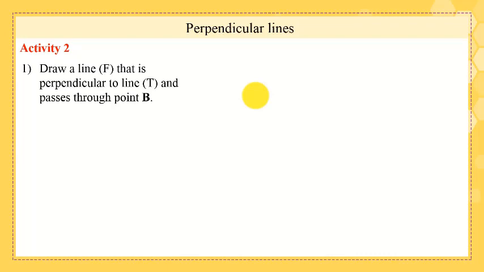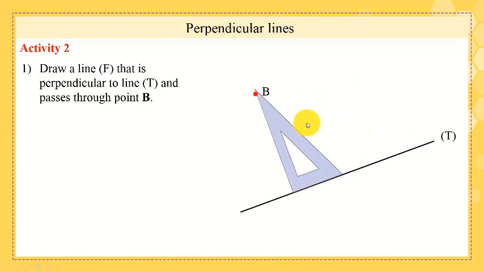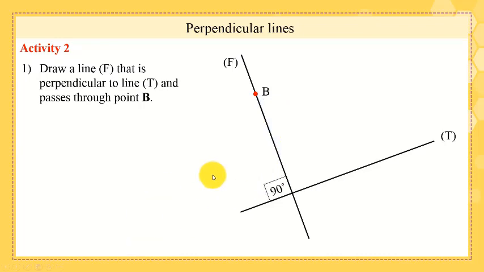Another activity. Draw a line F that is perpendicular to line T and passes through point B. Given straight line T, point B outside line T. To draw a perpendicular, we should use the set square. Move the set square in this way to reach point B. Draw line F. Then remove the set square. These are two perpendicular lines.